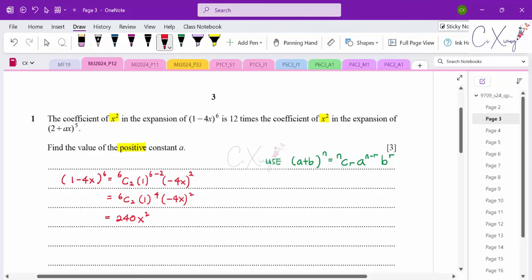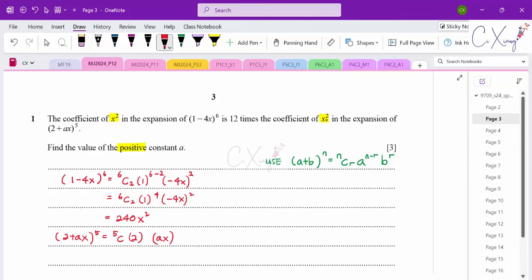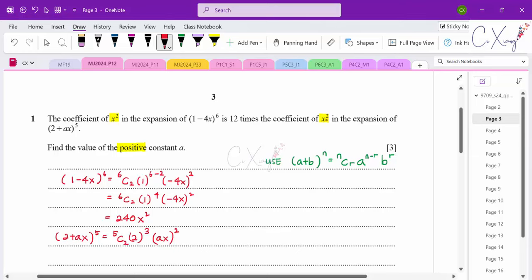Then for the second bracket, I'm having (2 + ax)^5. Same thing happens here. You're having 2^(n - something), then (ax)^something. So again, what is the power for ax here? We focus on x squared. Therefore, I also want to have a square here. Then this power will be 5 minus 2, which is 3. Then this is still a 2. Simplify this particular term, and you will have 80a squared x squared.